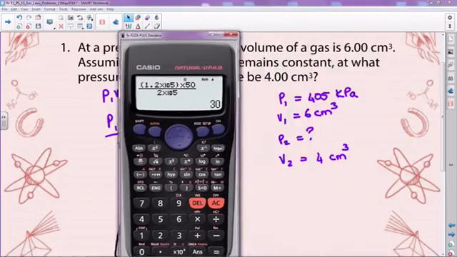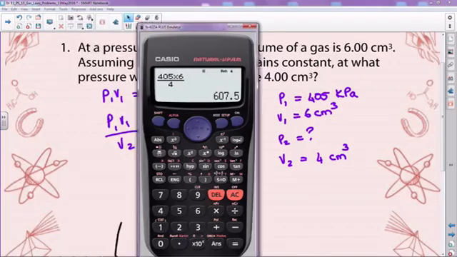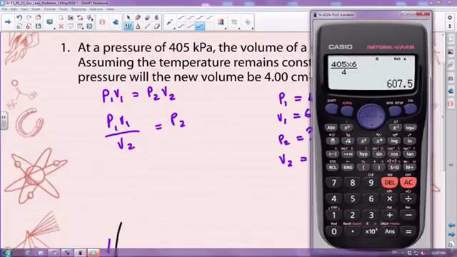On my calculator, let's put it back this side, so I can see my numbers. I'm going to use my fraction function again, and my pressure 1 is 405 kilopascals. And I'm going to multiply that by 6. Now, because I don't have scientific notation here, I'm not going to use brackets because it looks tidy enough and everything's kept together. And then I'm going to divide that by 4 and press equals. And remember, press your SD function. So I get 607.5.